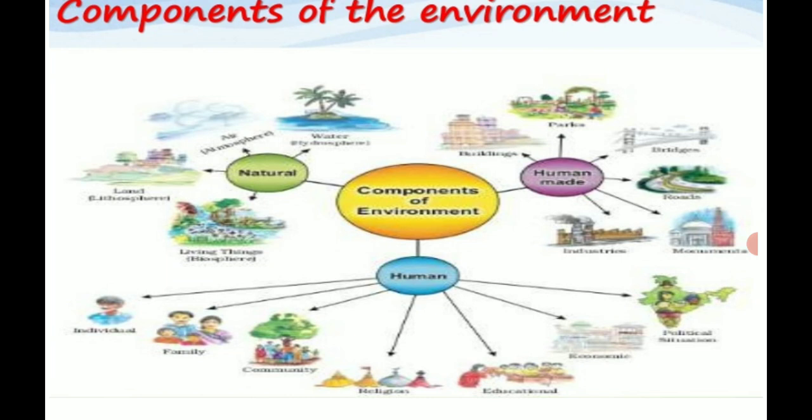Natural components are air, water, land, living things. Coming to human-made, which means what is done by humans, that is parks, bridges, roads, monuments, industries. Now coming to the human, individual, family, community, religion, educational. So these are the components of the environment.